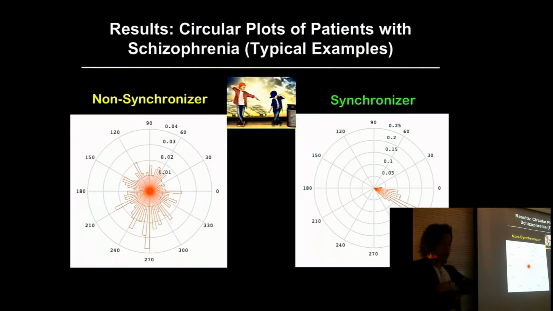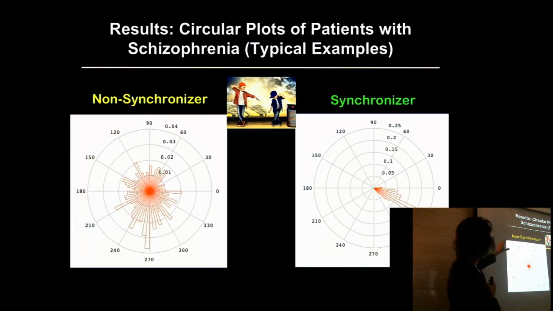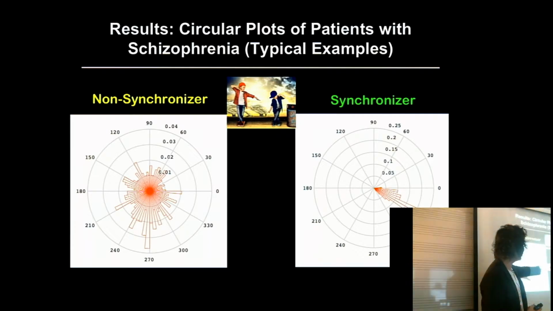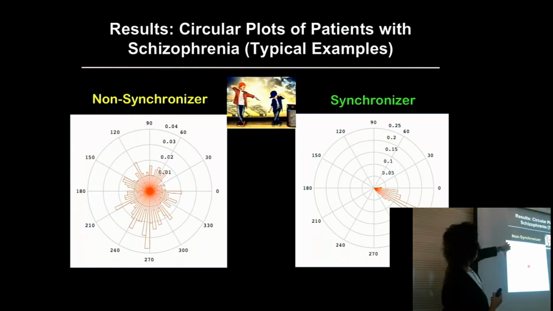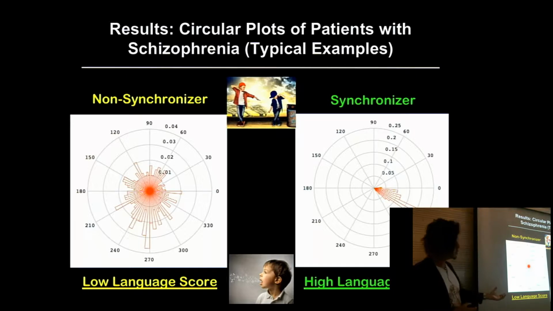And also, this is a typical example of the patients' data. The left one is the circle plot. These are not synchronized very well, and this one is synchronized very well. So we can say the right one is a synchronizer, and the left one is a non-synchronizer. When we look at the language score, the left one showed a very low language score, and the right one showed a very high language score.